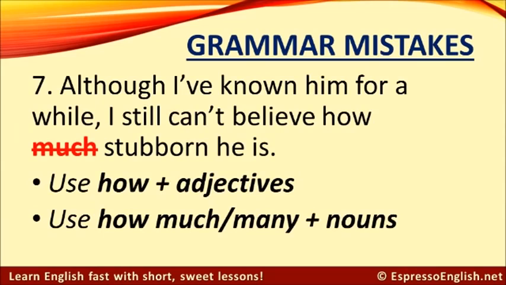Those are all adjectives. We use how much and how many with nouns, objects, places, or people. For example, how much money, how many friends, how much snow. Because stubborn is an adjective, a descriptive word, we use only how stubborn, and not how much.